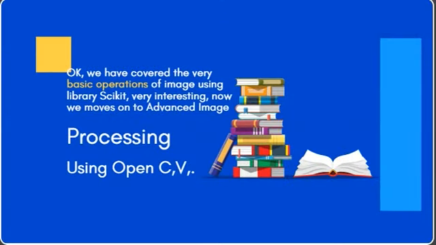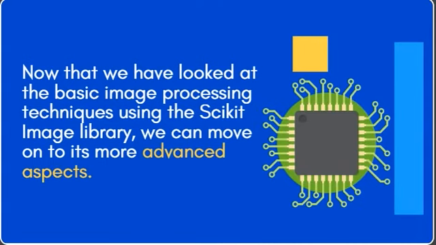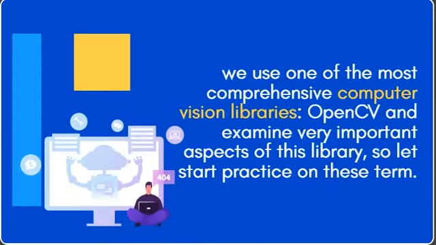Okay, we have covered the very basic operations of images using the library scikit-image. Very interesting. Now we move on to advanced image processing using OpenCV. Now that we have looked at the basic image processing techniques using the scikit-image library, we can move on to its more advanced aspects. We use one of the most comprehensive computer vision libraries, OpenCV, and examine very important aspects of this library. So let's start practicing on these topics.